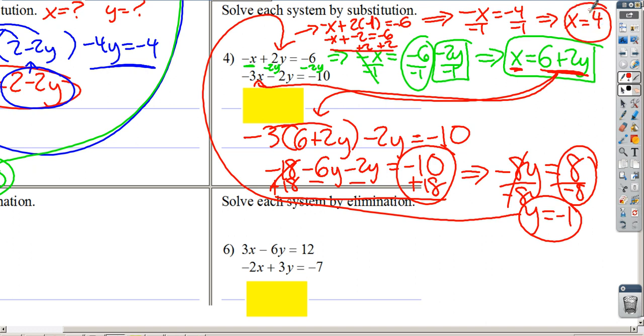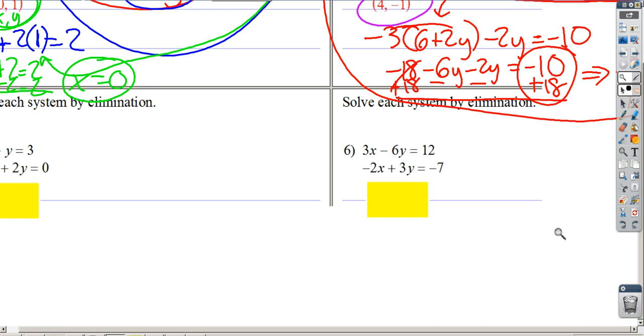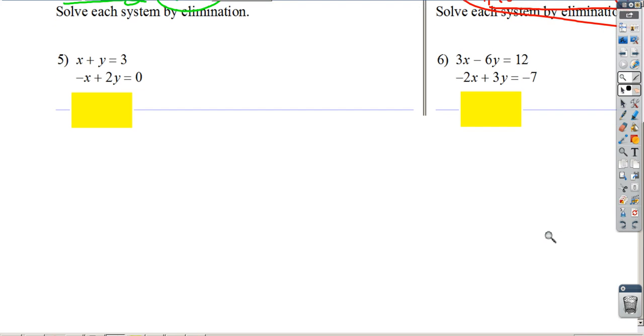x equaling 4. So our final solution should be x equals 4, y equals negative 1, and let me circle that a little bit clearer so you can see it. There's the answer right there. Always x comes before y, just because that's what the convention has been for coordinates.